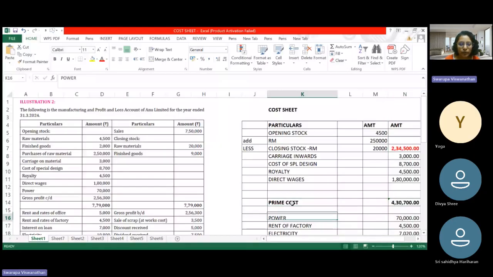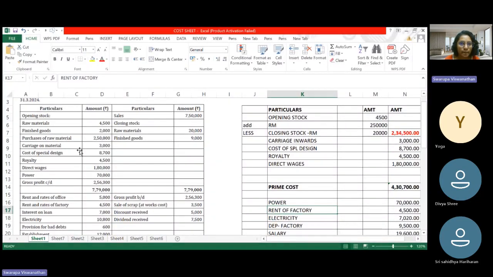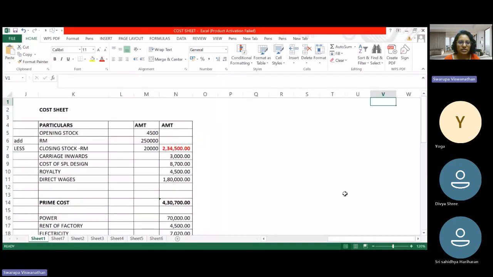Now next we are moving to other factory overheads. Fuel is under direct expenses. Power, we can take under factory overheads. So power 70,000 I am taking under factory overheads. Rent and rates of office. When you are preparing a cost sheet, what you can do is put a gap in between prime cost and works cost. So you can note down something like this.